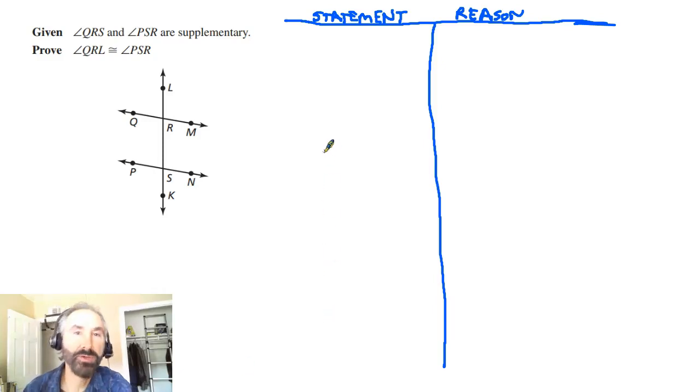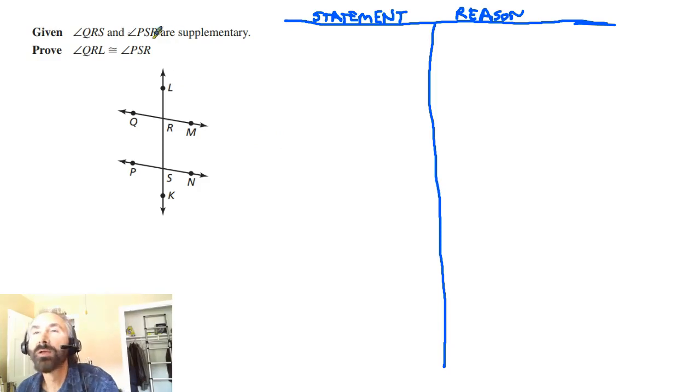Okay, I want you guys to have another example of a proof, and I want one that's kind of big and has some interesting twists and turns to it. So let's try this one out. We are given that angle QRS and angle PSR are supplementary. We are asked to prove that angle QRL is congruent to angle PSR.